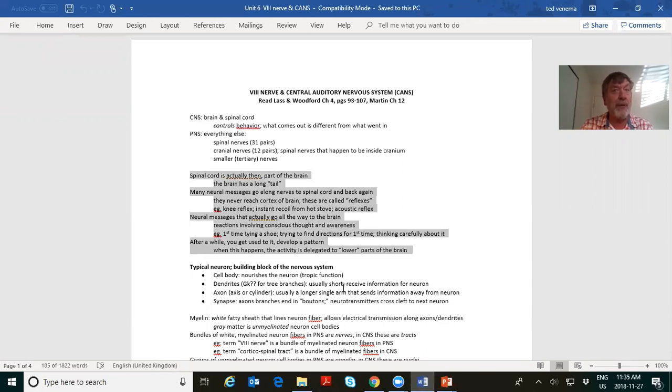Well, that message went up your arm to your spinal cord and right back out to the muscles of your arm. It never went up to your brain. You never thought about it. Another example of a reflex is the acoustic reflex. A loud sound in one ear causes the pulling of the tensor tympani and stapedial muscles. You had no control over that.